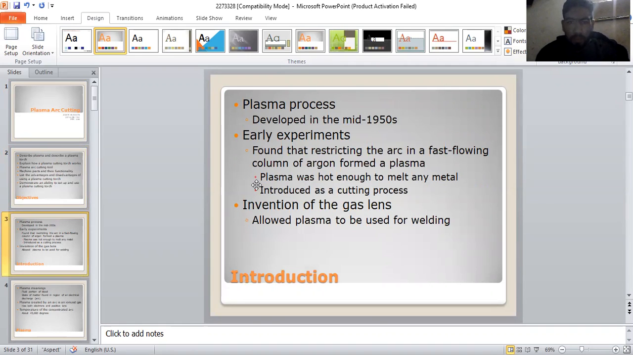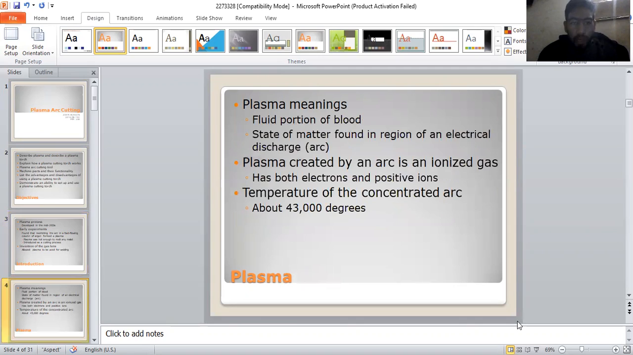The plasma process started in the mid 1950s. In the early experiments, it was found that restricting the arc in a fast flowing column of argon, a form of plasma, the plasma was hot enough to melt any metal. It was introduced as a cutting process, and the invention of the gas lens allowed plasma to be used for welding. So this was the short introduction.